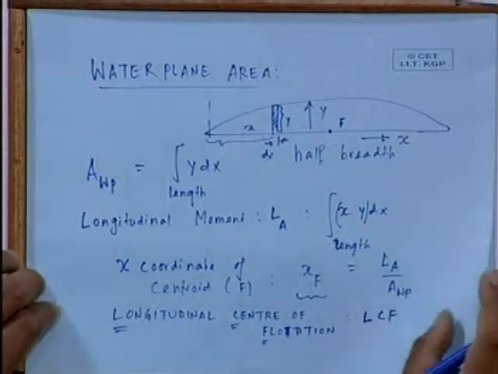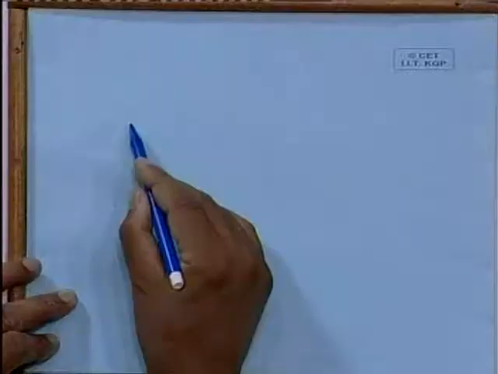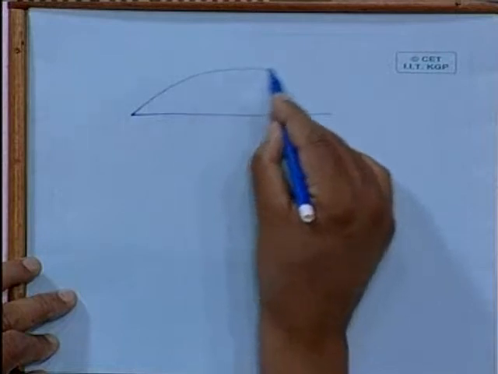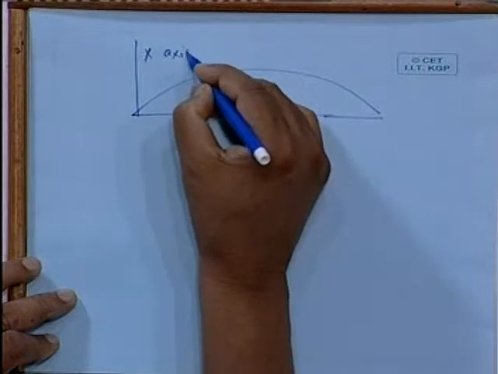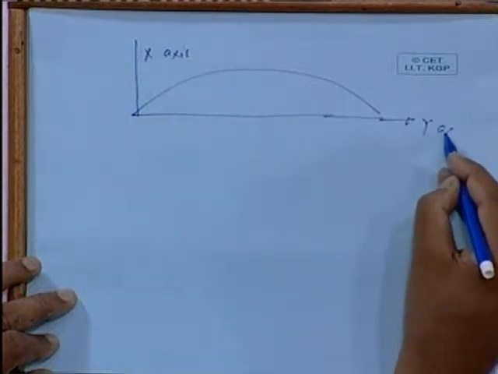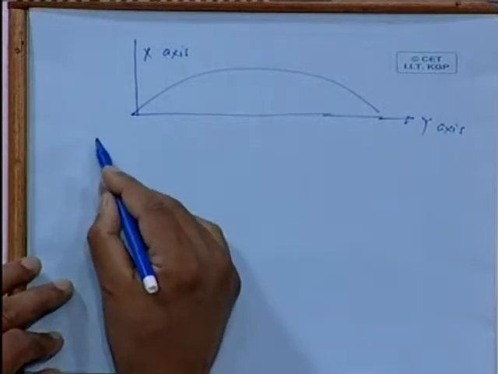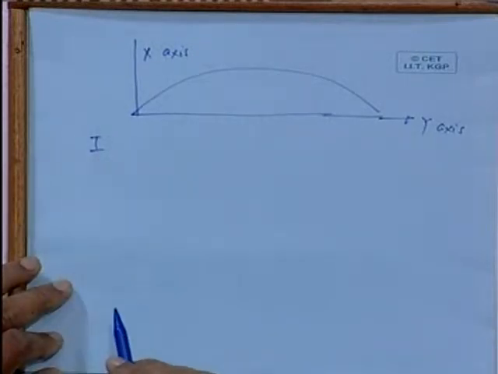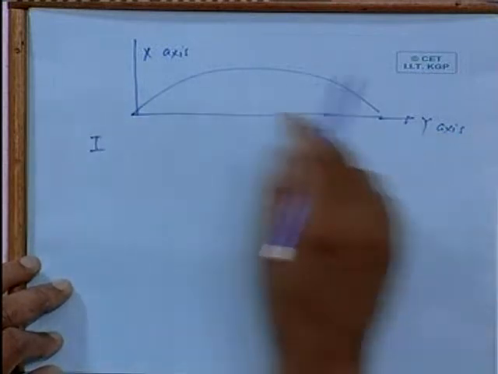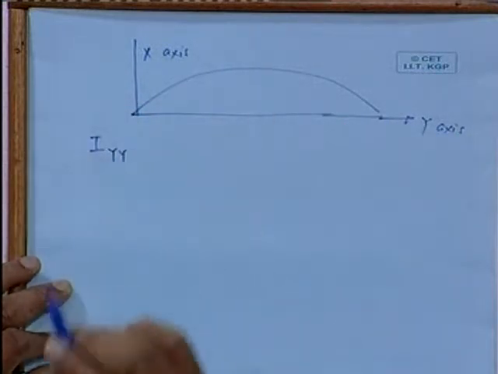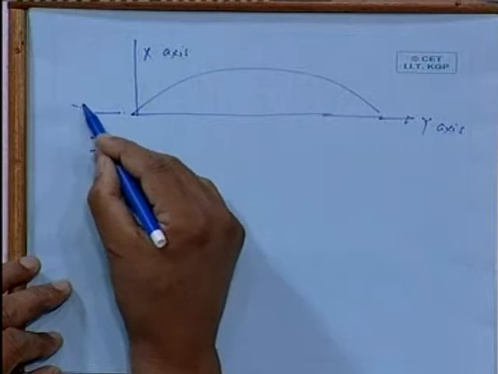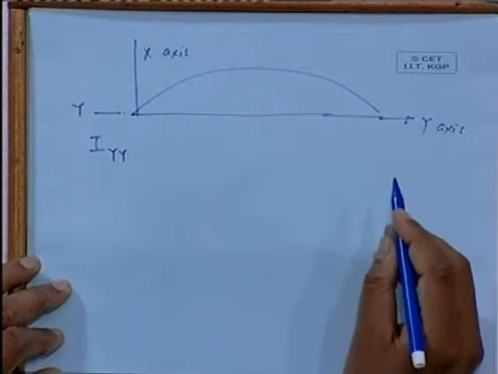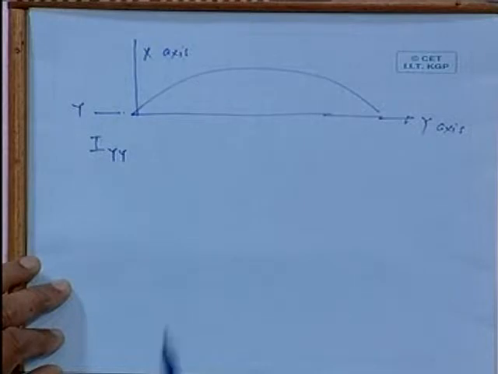Okay. Now there are two more important integrations left. Once more I will draw that here. Now this is my section, this is my x-axis, you can see. This is my y-axis. We also need to find out the moment of inertia I about the y-axis. So we may call it IYY. This is about the y-axis. What is that moment of inertia about the y-axis? Now this I must explain.